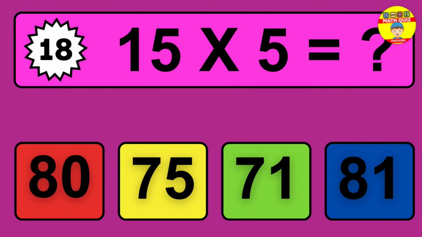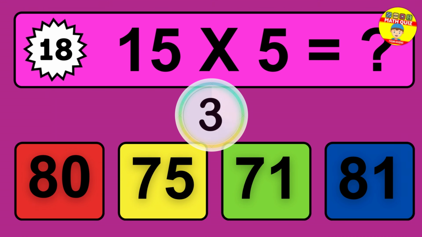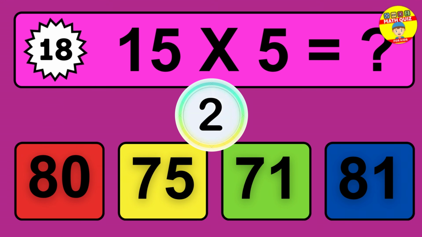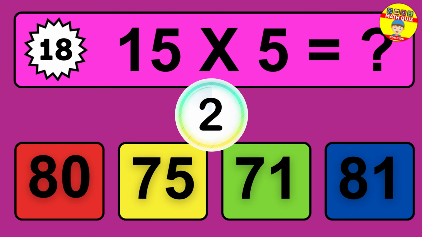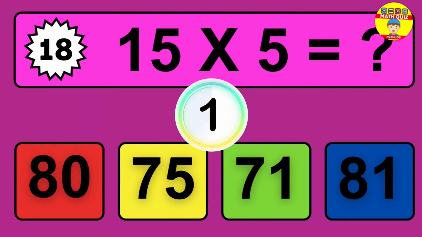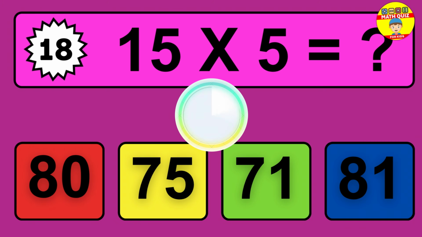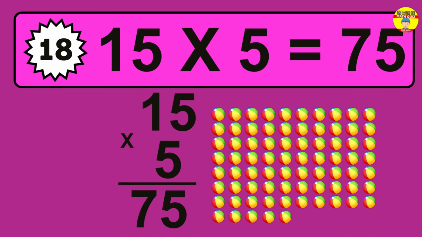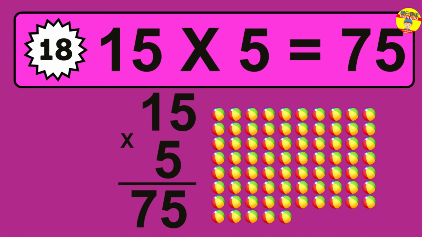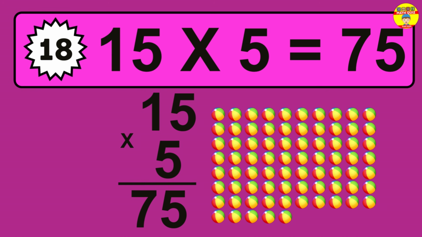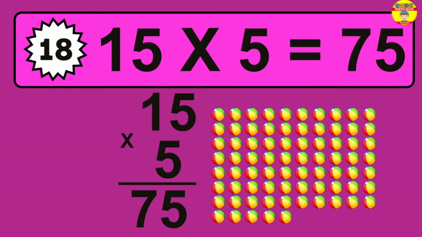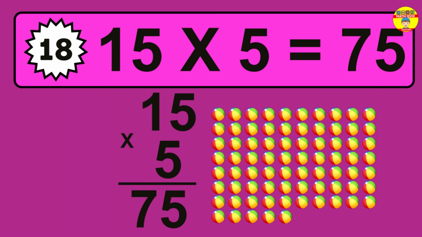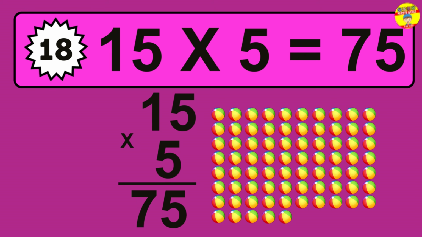Question 18. 15 times 5 equals what? So, the answer is 15 times 5 is 75. To calculate, we have 15 groups with 5 balls each one. So, how many balls do we have? 75 balls.